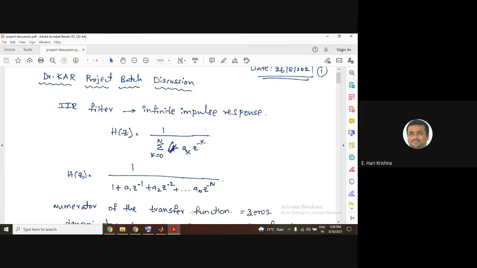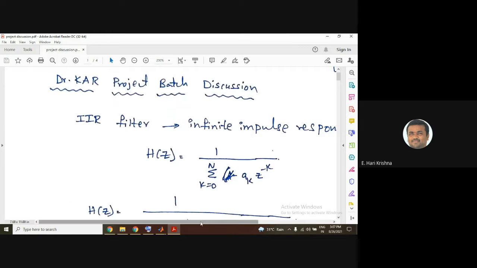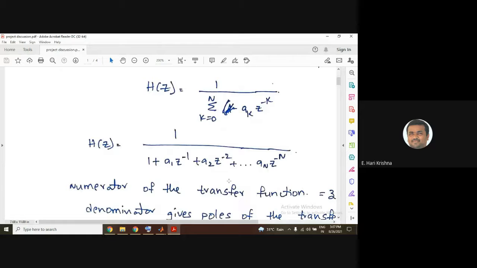The transfer function of an IIR filter contains both numerator and denominator. You see here, H of z is equal to 1 by sigma k equal to 0 to n, a suffix k, z power minus k. If I expand like this, I'm assuming that a0 is equal to 1 and z power 0 is 1. So the first value is 1, 1 plus a1 z power minus 1 plus a2 z power minus 2 plus ... an z power minus n.